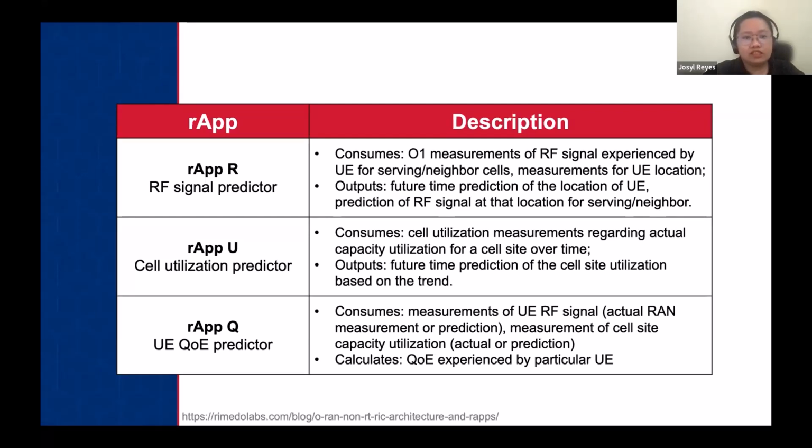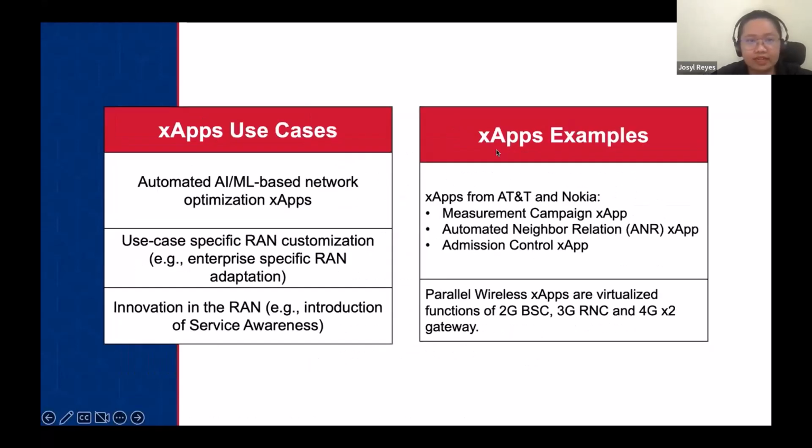Okay, so all of this, of course, are software, like microservices that can be deployed at the non-real-time RIC to overall look at the big picture of the whole operation of the RAN. Some examples or use cases of xApps: they can be used for automation of network optimization or any specific RAN customization, and also other innovation in the RAN.